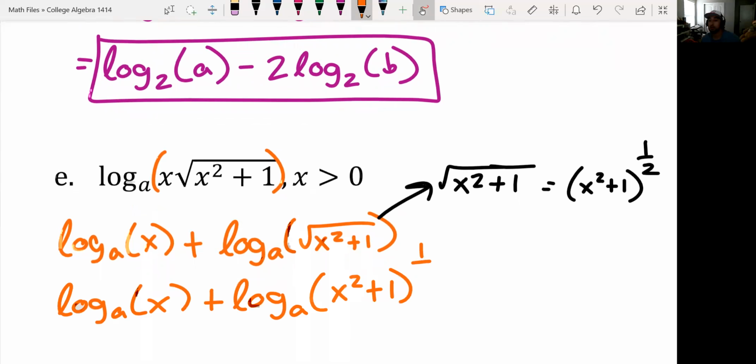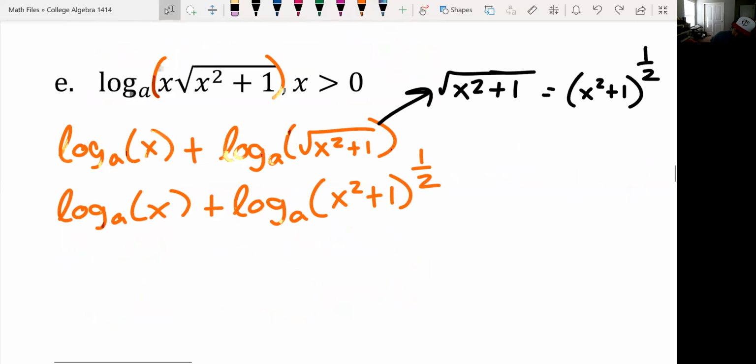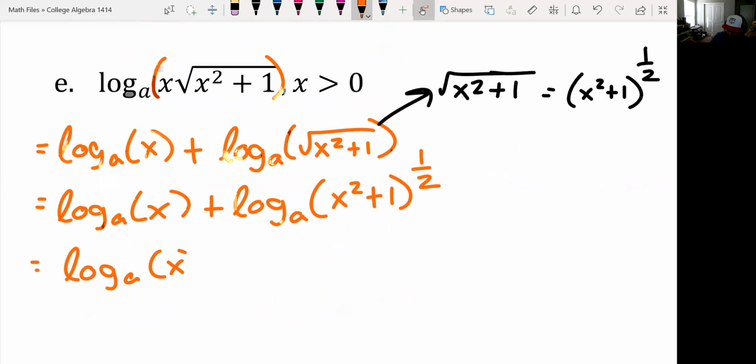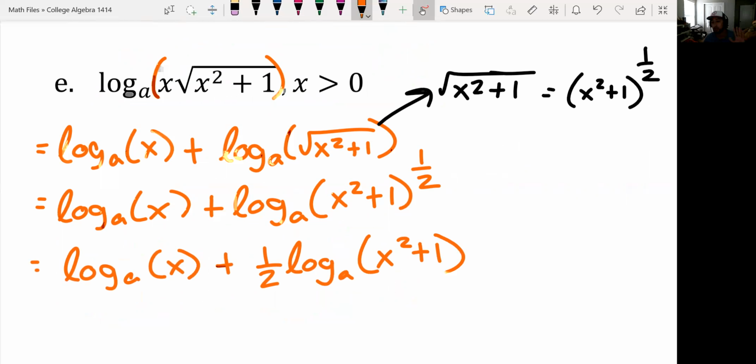to the 1/2. Now, we can apply power rule, which means this 1/2 is coming to the front of that log. So we are going to get log base a of x plus 1/2 log base a of x squared plus 1. And we can't go any further with this one.